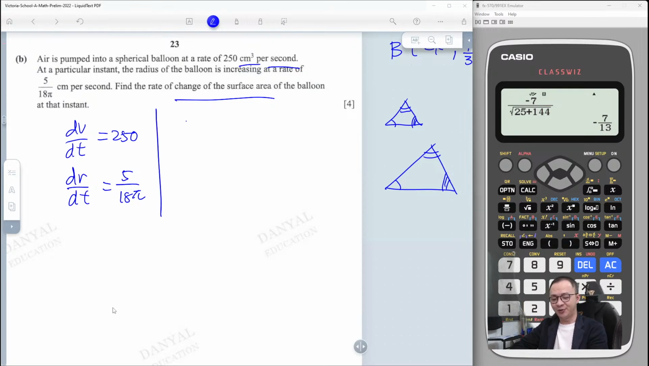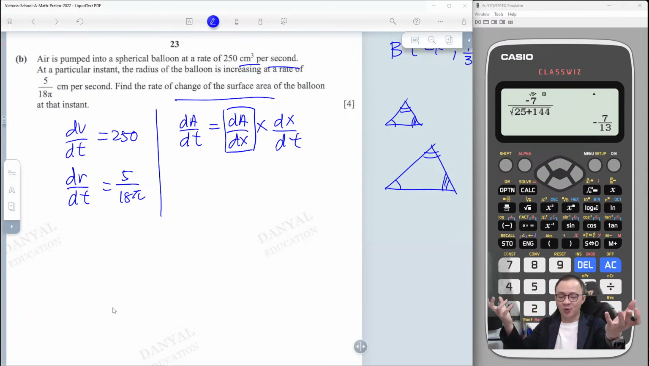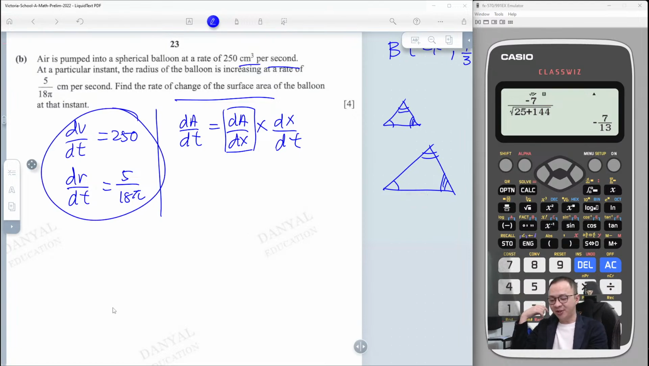Find the rate of change of the surface area of the balloon. Wow, they ask us to find dA/dt. Okay, so this one is basically dA/dx multiply dx/dt. dA/dx, no problem, because I know the area of the sphere is 4 pi r squared. But we don't have dx/dt. That is the problem for this 4-mark question. But we have this information. I believe it's okay to help me form a chain rule to find the dx/dt.